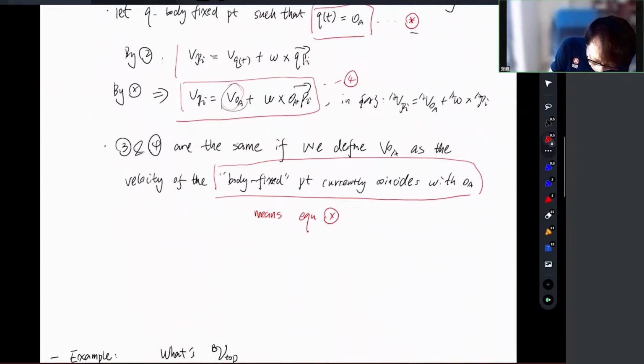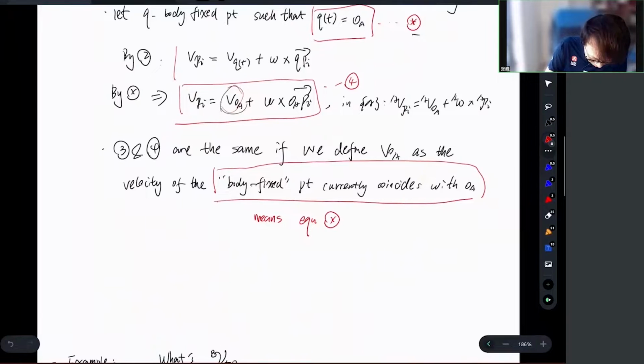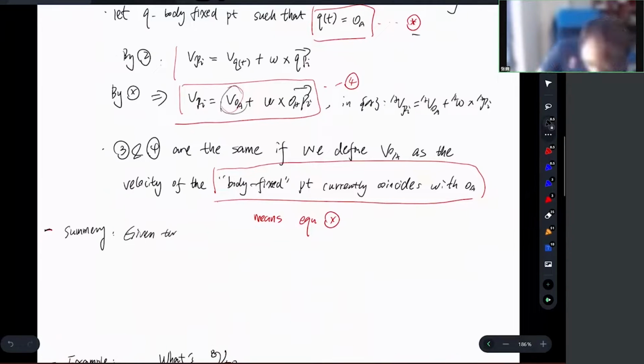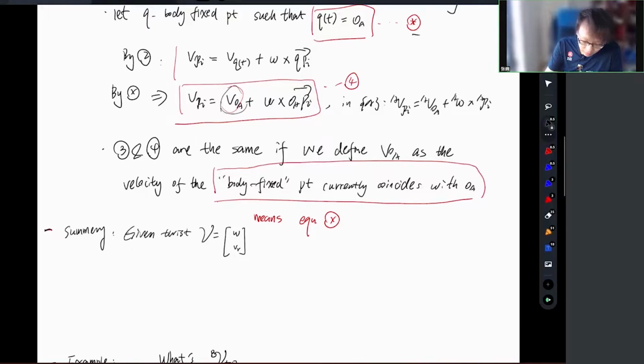Okay, then now I can, in the summary, let's summarize. Okay, so given the twist, given the spatial velocity, let's just call it twist, they're the same. Given the twist, sometimes I may be not that clear about where the reference point is. Let's say omega and the V of R. Given this twist, now you should be clear that, let me repeat that again.